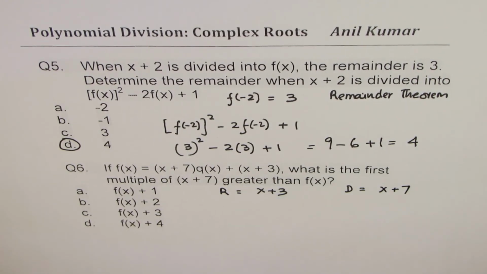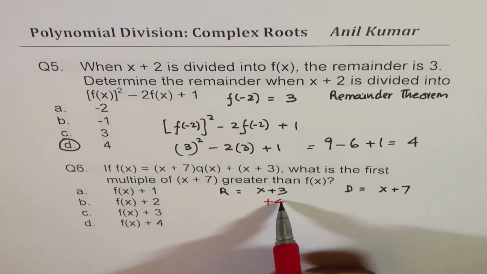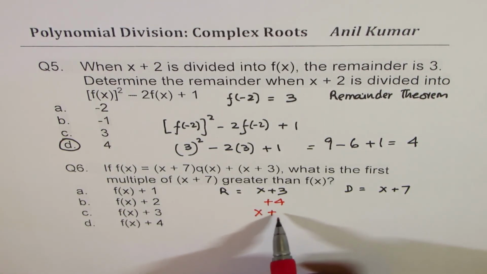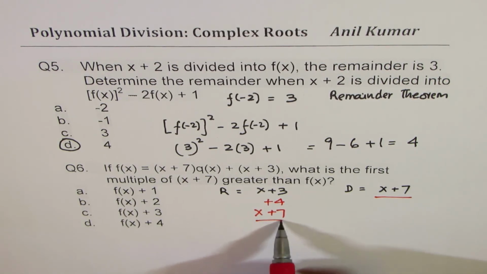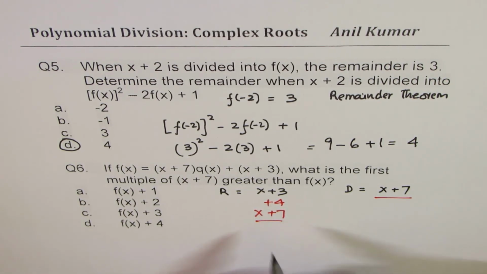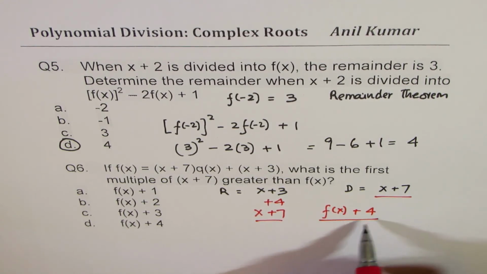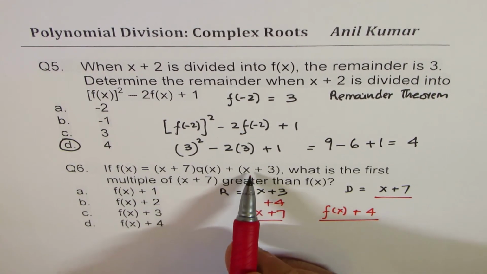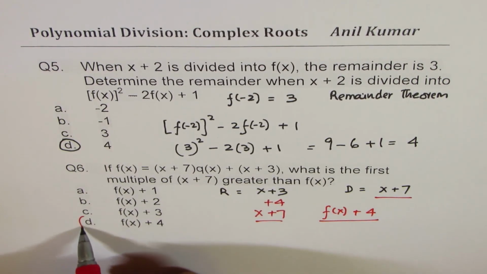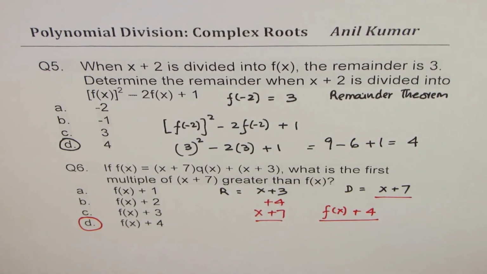Now if I add 4 to this, then the remainder will be x plus 7. We can divide evenly. Do you see that? Therefore, f of x plus 4 is the next multiple of x plus 7. So option is D for us. Correct? So that is how we could solve this question.